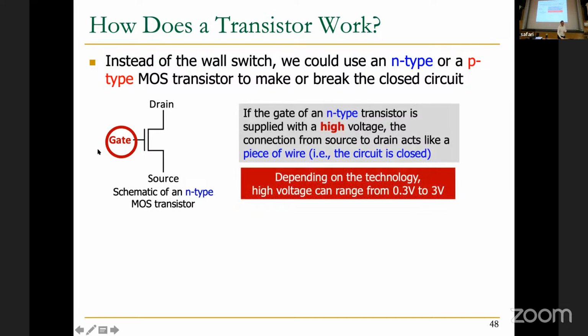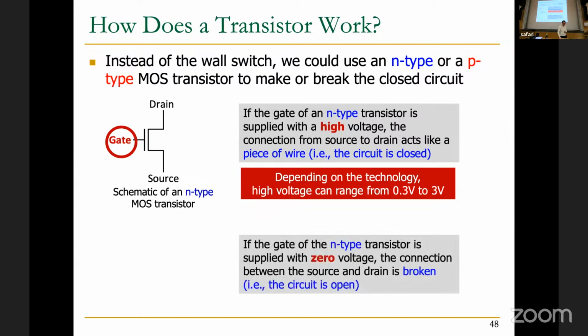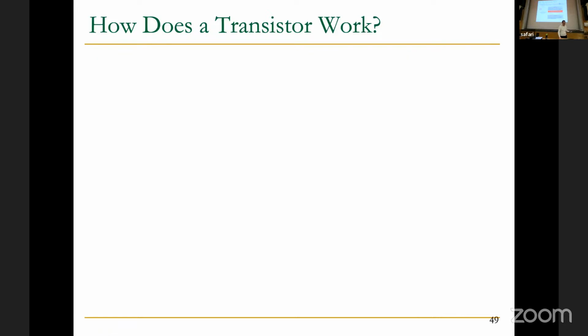So depending on the technology, this high voltage can range from 0.3 to 3 volts. You don't need to know about that, but there's some threshold for the voltage. And this is called a threshold voltage, actually, that enables a transistor to operate the way we would like it to operate. And if the gate of the N-type transistor is applied a 0 voltage, the connection between the source and drain is broken, meaning this becomes an open circuit. So there's no conductance that happens.